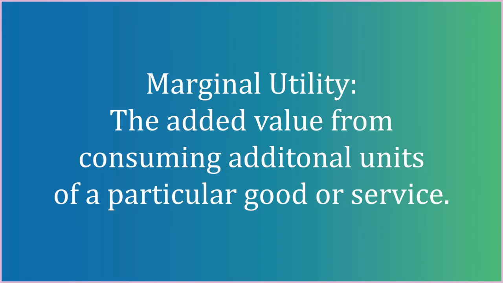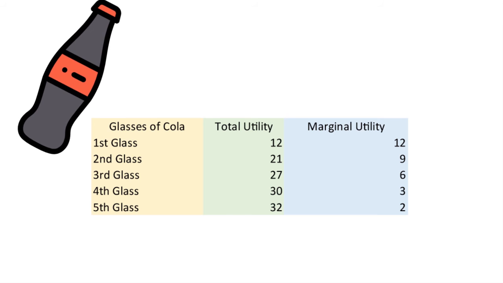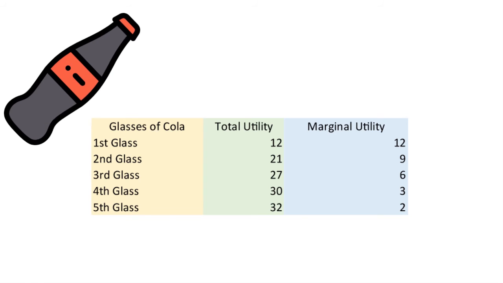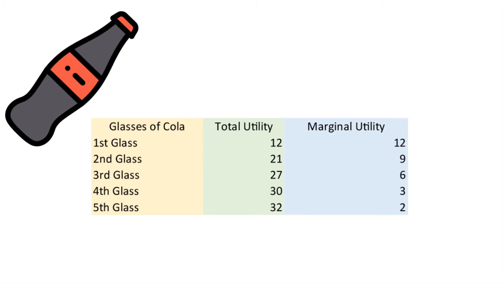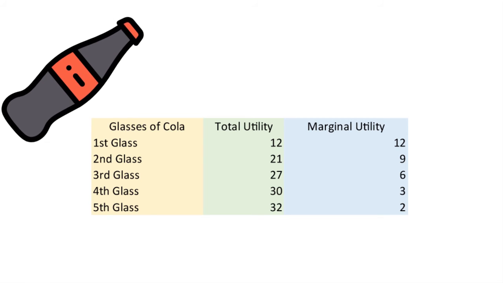To understand diminishing marginal utility, we need to understand what marginal utility is. Marginal utility can be seen as the added satisfaction or added value from consuming additional units of a particular good or service. Let's say that you consume a glass of cola, and we quantify the value that you get from that at 12. Then you consume a second glass of cola, and we quantify that value at 21. The difference between 21 and 12 is 9, and that difference is your marginal utility. It is the additional satisfaction you get from consuming an extra glass of cola.